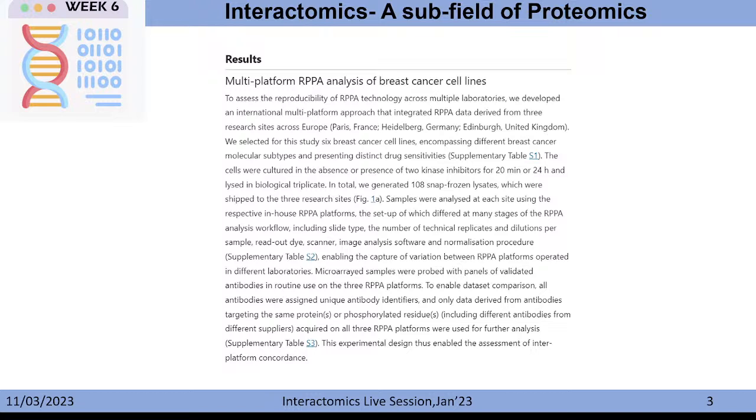The samples were analyzed at each site using the respective in-house RPPA platforms. As I just mentioned, reverse phase protein array requires an in-house platform, so it becomes quite important to measure how reproducible or robust it is. It should not be a lab specific or setup specific identification, or a claim that comes only from a particular laboratory. It needs to be accepted, and the same result should come across labs. That's why they tried this with those lysates.